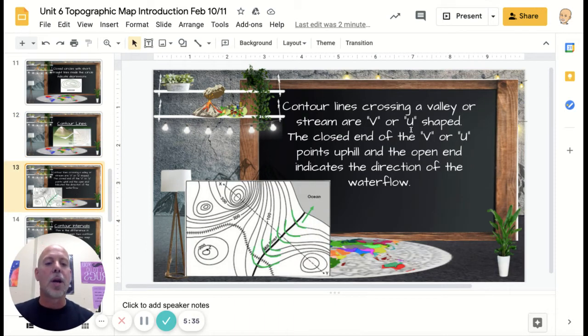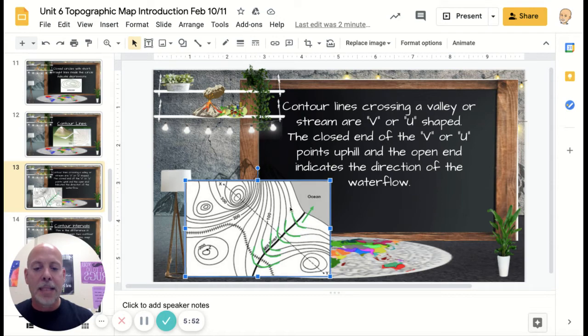Contour lines crossing a valley or stream are V or U shaped. The closed end of the V or U points uphill, and the open end indicates the direction of water flow. See how with these U's, this is the closed end, and this direction is uphill. Seeing that this is open, open, open, this shows the water is going that direction out to the ocean. That's why we have that arrow there, just showing you that flow. The arrow's not normally there. I put it there so you'd realize where that water flow was going.